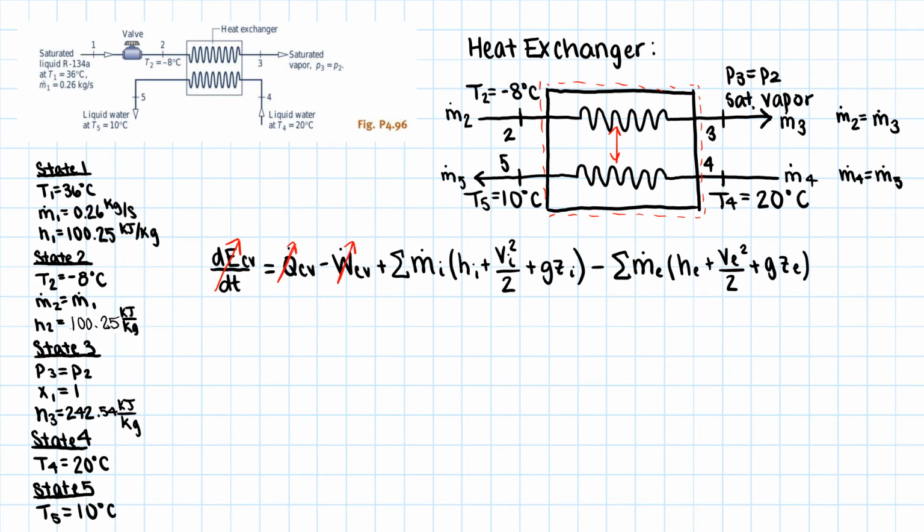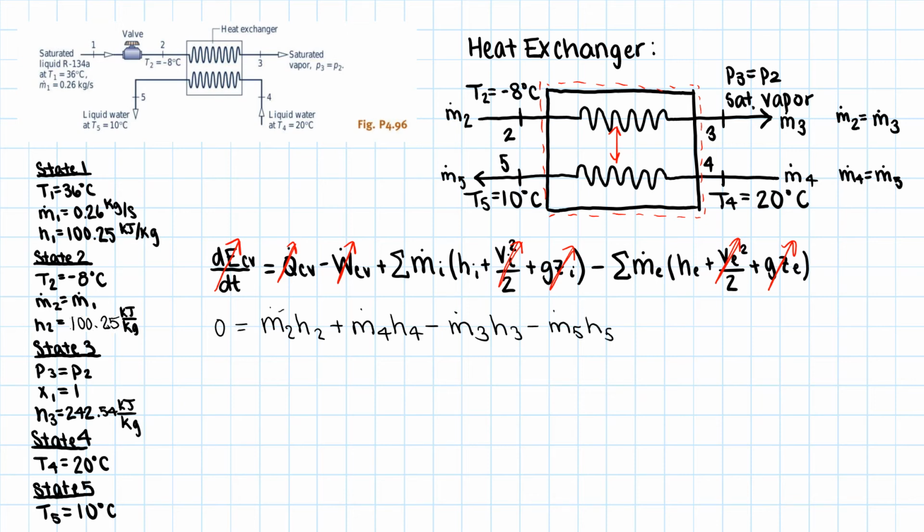There's no work being done to the system, and there's no significant change in velocity or elevation, which means that our kinetic and potential energy changes can also be neglected. This is going to leave us with 0 equals the sum of the mass flow rates in times their enthalpies, so that's going to be m dot 2 H2 plus m dot 4 H4. And then we're going to subtract the masses leaving. So that's going to be m dot 3 H3 minus m dot 5 H5.